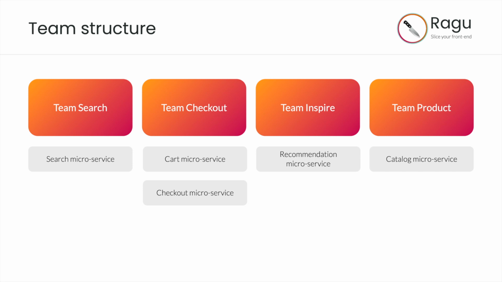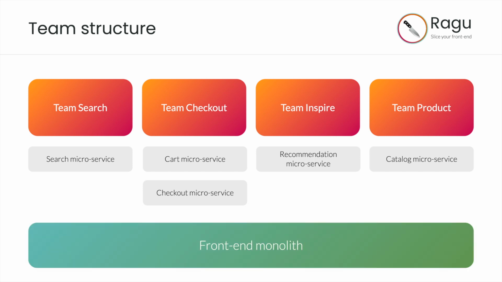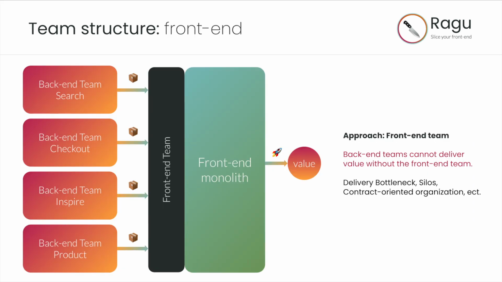Nowadays, microservices are popular, which helps teams to reach independence at the backend. However, even enterprises that use the microservice model are still tied in a front-end monolith. Usually, they organize their teams in two common approaches. The first one is about having technology-oriented teams. We may have multiple backend teams and just one team to handle the front end. With a high dependence in this approach, backend teams cannot deliver value without the front-end teams, which leads to a delivery bottleneck, silos, and also in a contract-oriented organization.